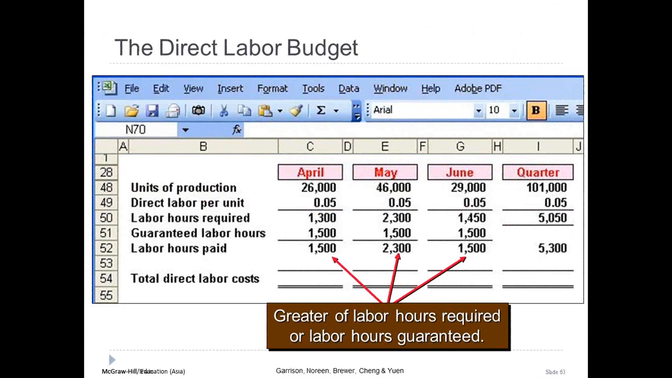Because of the no layoff policy, Royal is committed to paying for a minimum of 1,500 hours per month. The third step in this example is to compute the direct labor hours paid each month and for the quarter. The number of hours paid will be the greater of the direct labor hours required, or 1,500 hours. In April, Royal will pay for 1,500 direct labor hours when there is only work for 1,300 hours. In May, Royal will pay for 2,300 direct labor hours, and the company will pay for 1,500 hours in June. So for the quarter, the company will pay for 5,300 direct labor hours.